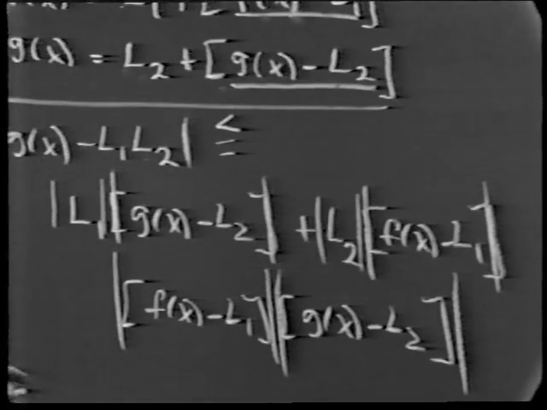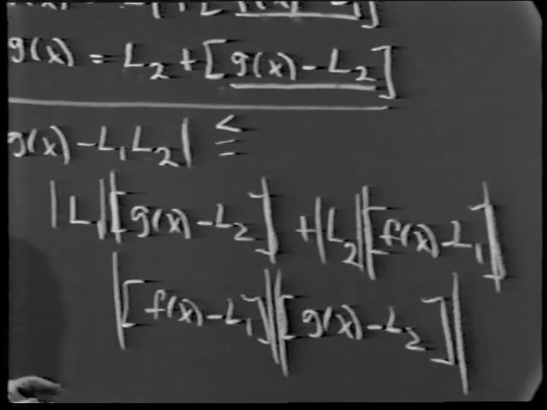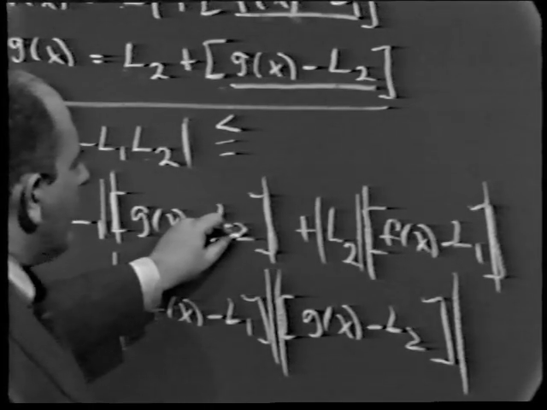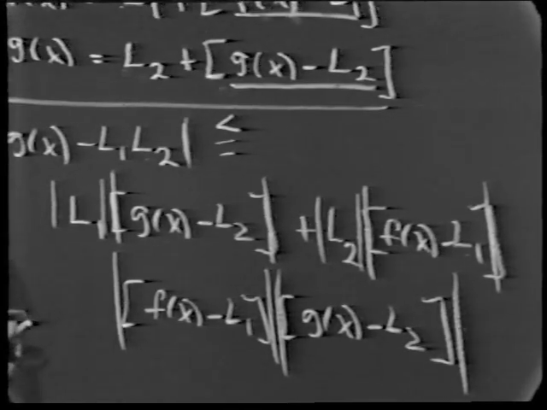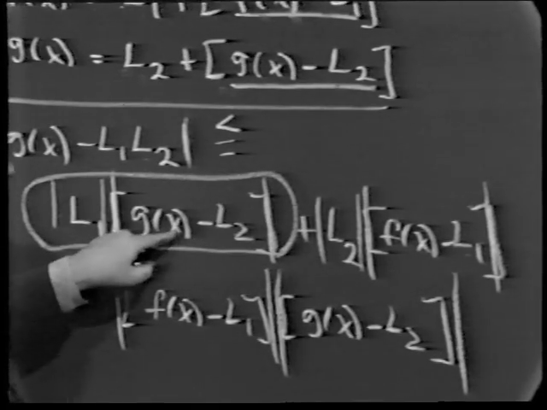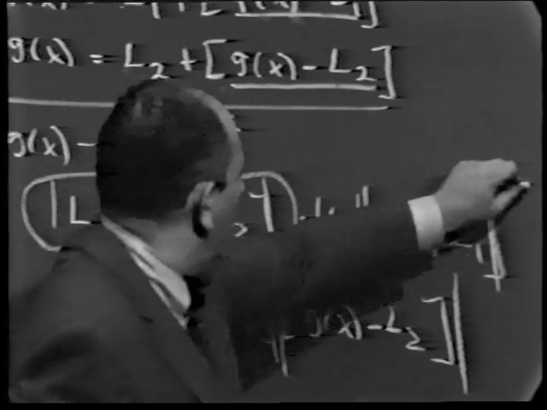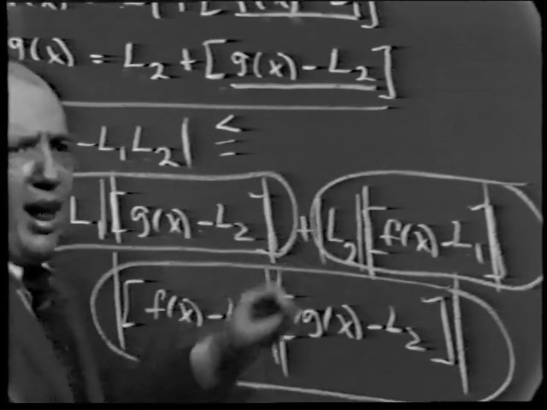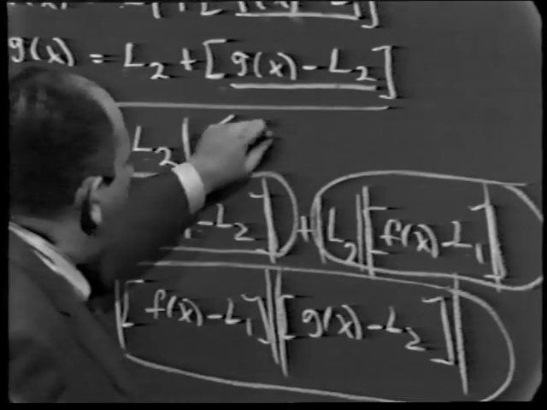And now, you see what the key idea is? L1 and L2 are certain fixed numbers. Notice that because g of x can be made as close to L2 as I want, and f of x can be made as close to L1 as I want, no matter what epsilon I'm given, I can certainly make this as small as I wish just by picking x close enough to a. For example, for a given epsilon, how many terms do I have here? 1, 2, 3. Well, to make this whole sum less than epsilon, it's sufficient to make each of these 3 factors less than epsilon over 3.